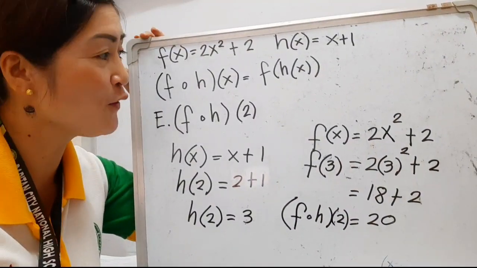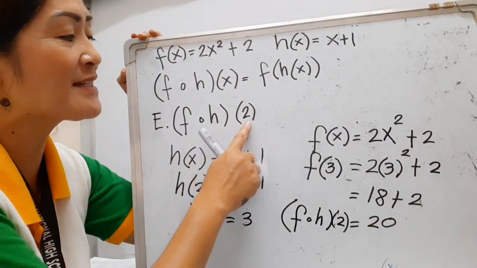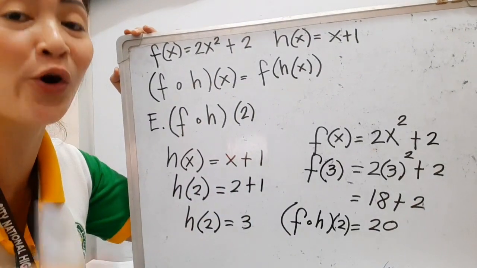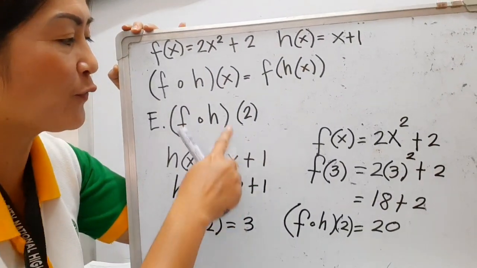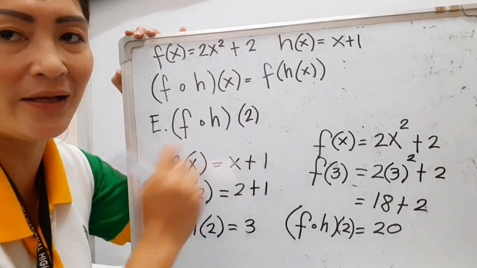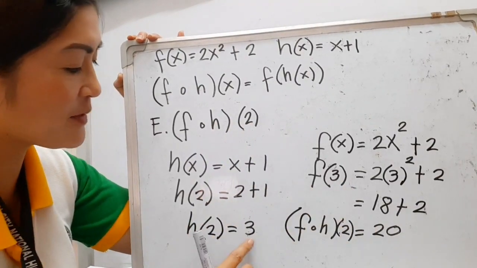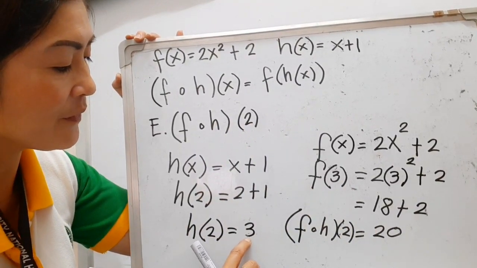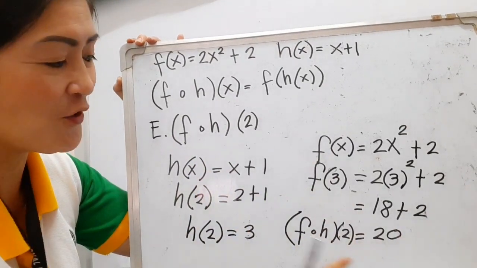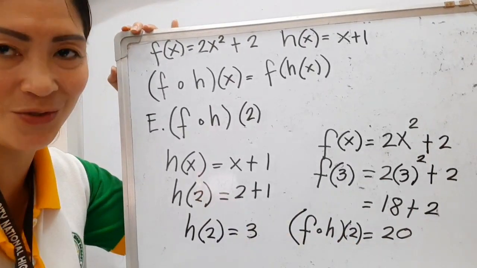I hope you get that. So again, to solve for the composition of functions, you have to look for the function that is closer to the given value in order for you to simplify or evaluate. We have to evaluate first this function that is closer to the given value, right? Then after that, you are going to substitute the result to the next function. And then voila, you have there the f composition of h of 2.